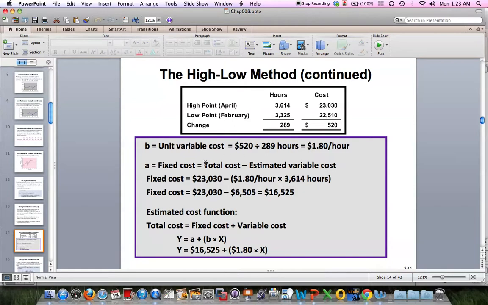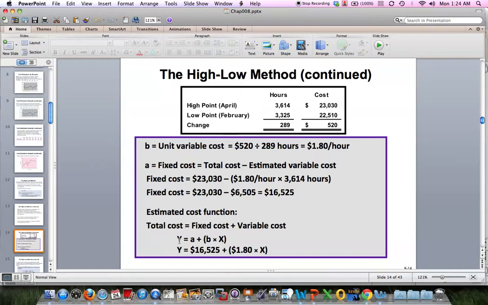Okay, and so fixed cost equals total cost minus the estimated variable cost. Obviously, that's an estimate of variable cost. So total fixed cost is 23,030, and that's his April number. That 23,030 is his April high number, minus 6,505, which is $1.80 times the April hours, 3,614. That gives him 16,525 for fixed.